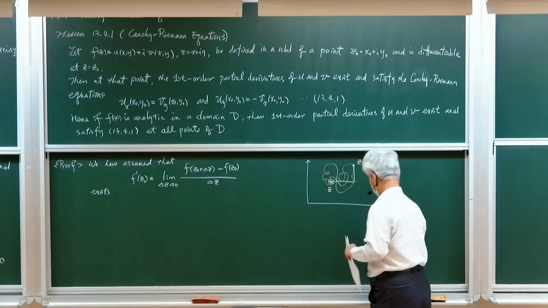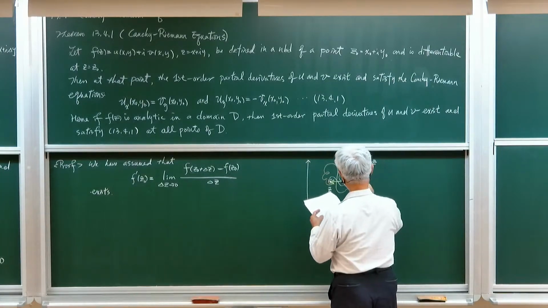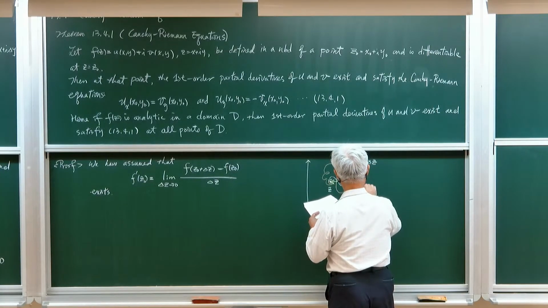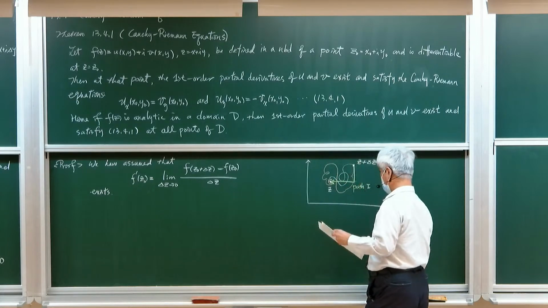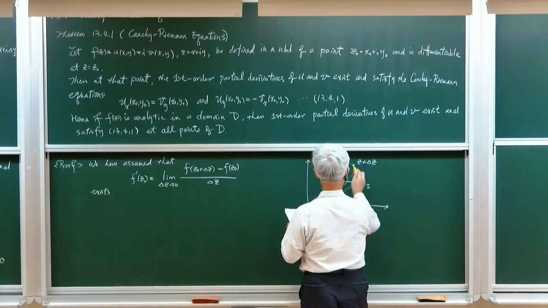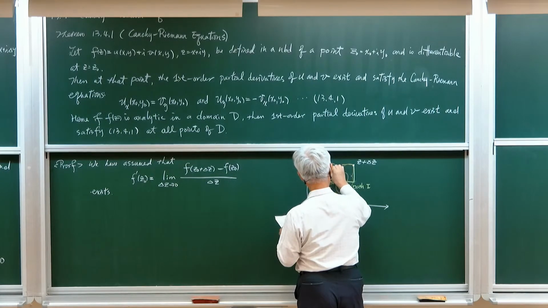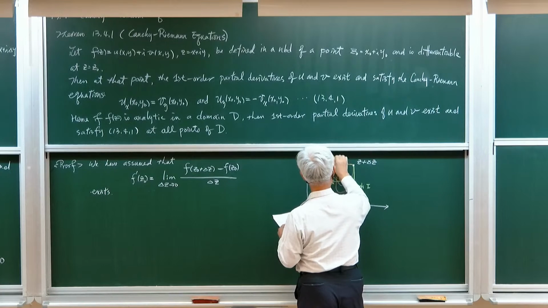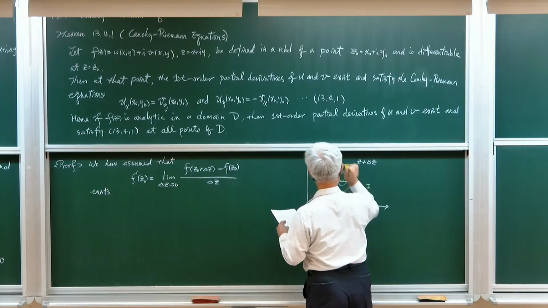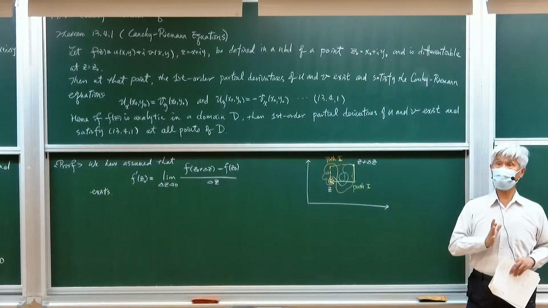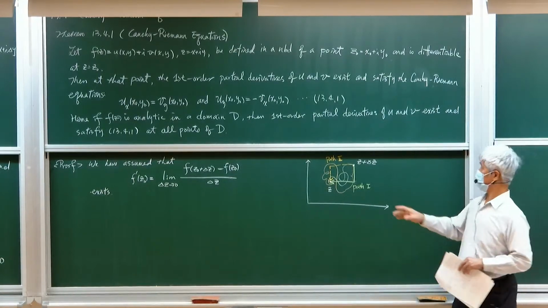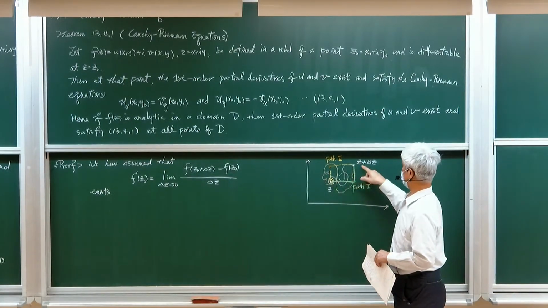Okay. So this is path one. And the other path is here. Okay, so this is path two. So we will select two particular paths to approach z.